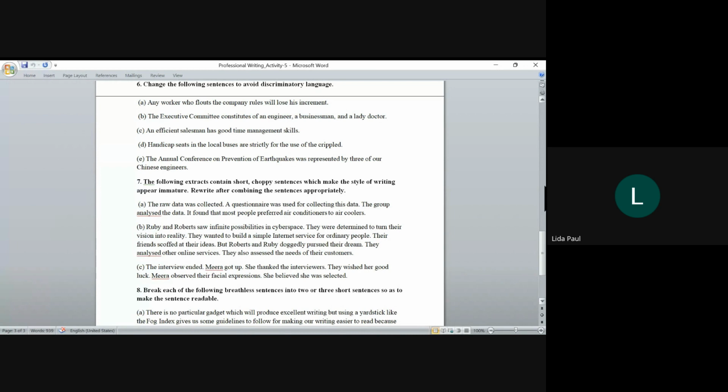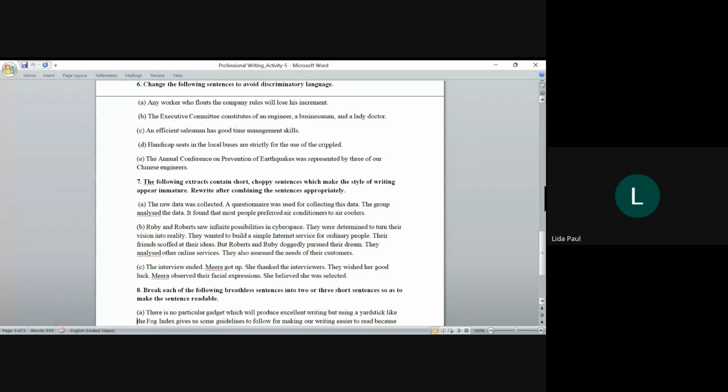How about the rest of the sentences? The group analyzed the data. It found that most people preferred air conditioners to air coolers. Can we combine these two? We can, right? The group analyzed the data and found that most people preferred air conditioners to air coolers. Is that okay? Yes, ma'am. Good enough. So instead of 4 short sentences, you have 2 sentences that are not short and choppy, but are enough in length to convey your idea, right?